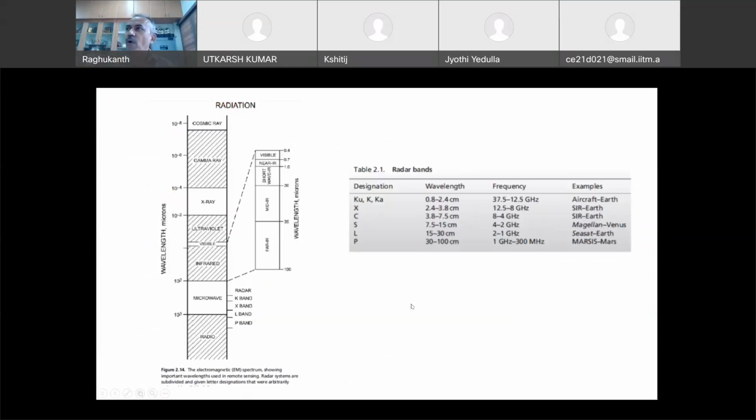So this is the most important graph in remote sensing. This is the electromagnetic spectrum, based on wavelength. Our human eyes see only the visible portion. We can see things only in this small band. Actually, in this wavelength only we can see.